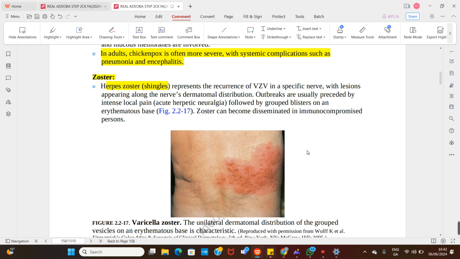Having a dermatomal distribution. So the initial pain that they have before the rash develops is what we call acute herpetic neuralgia, and it usually lasts for 30 days. So by the time you have that pain lasting for more than 30 days up to 4 months, that is subacute herpetic neuralgia. If the pain is now persisting for more than 4 months, that is postherpetic neuralgia.